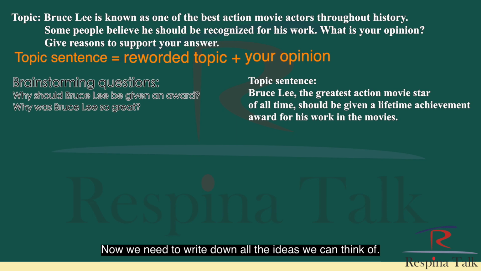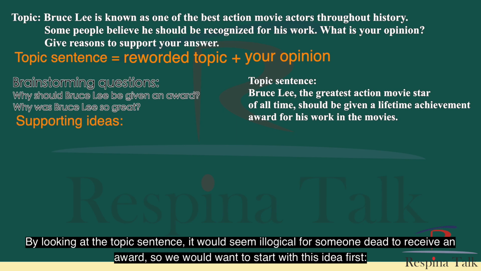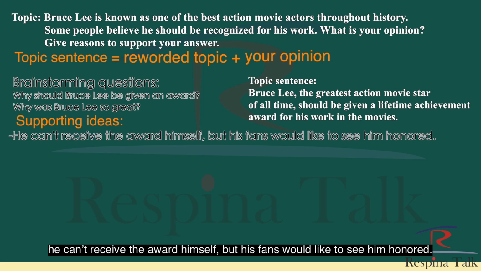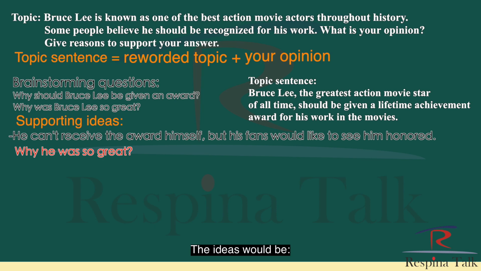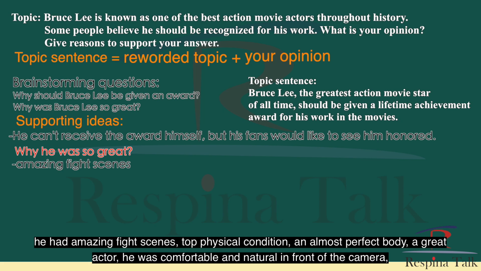Now we need to write down all the ideas we can think of. By looking at the topic sentence, it would seem illogical for someone dead to receive an award. So, we would want to start with this idea first. He can't receive the award himself, but his fans would like to see him honored. And now, let's think about why he was so great. The ideas would be, he had amazing fight scenes, top physical condition, an almost perfect body, a great actor.